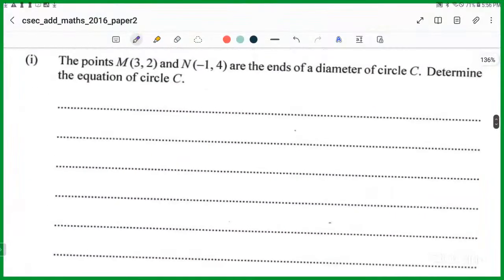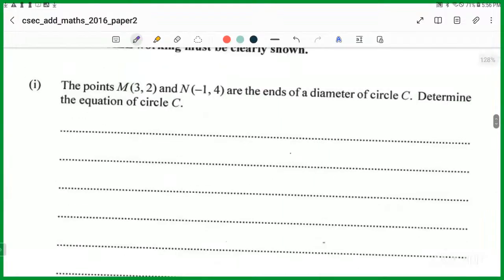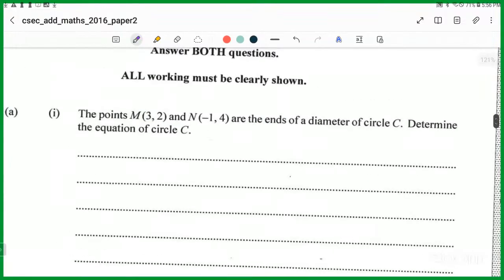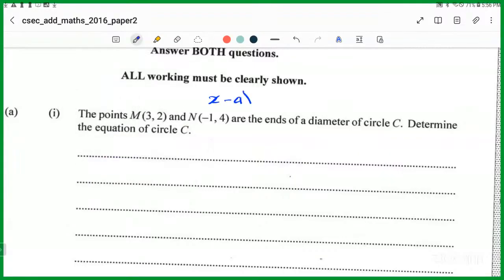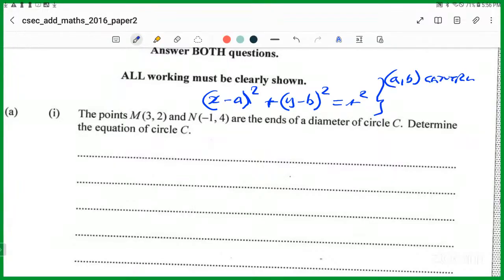It says, M and N are the endpoints of the diameter of a circle C. Determine the equation. Remember, the equation of a circle is in this form: x minus a squared plus y minus b squared equals the radius squared, where the a and the b is a center point, coordinate of a center, and r is the radius.